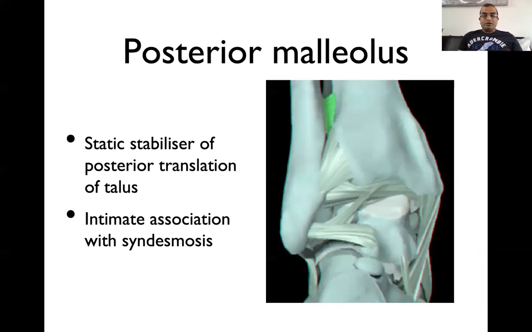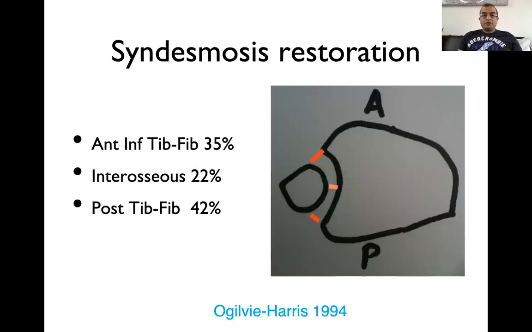Now, why are posterior malleolar fractures important? The posterior malleolus is one of the static stabilizers of the ankle, which stops the posterior translation of the talus. It forms an intricate part of the syndesmosis. Now, what causes the stability of the syndesmosis? The syndesmotic ligaments are the anterior inferior tibiofibular ligament, which contributes 35% of the stability of the syndesmosis. The interosseous ligament contributes 22%, whereas the posterior tibiofibular ligament contributes 42% of the syndesmotic stability.